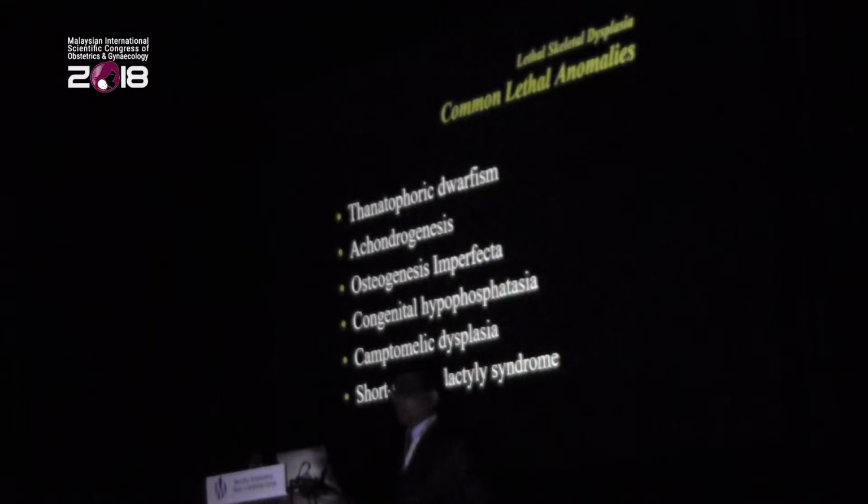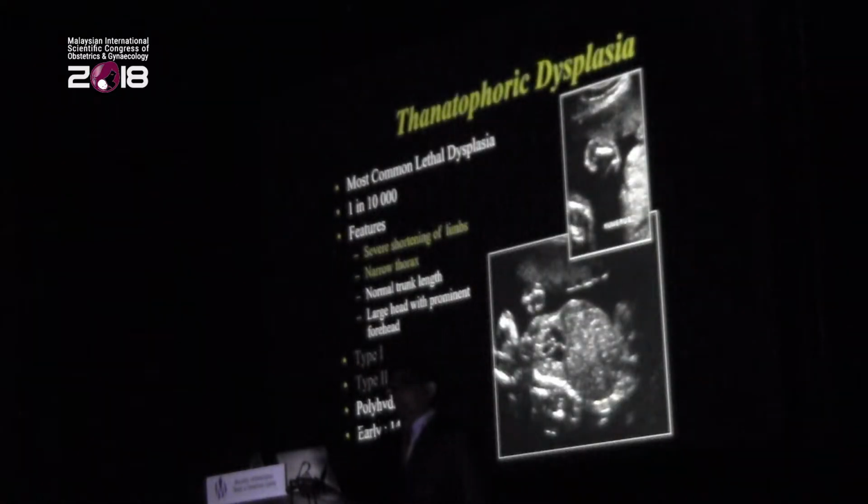Now let's look at some of the common lethal anomalies which we'll face in our clinical practice, and thanatophoric dwarf is probably the top of the line, because though the incidence appears to be uncommon at 1 in 10,000, it is the most common among the lethal skeletal dysplasias. The features you'll often see are severe shortening of the limbs, and that's often the first key when you make a diagnosis.